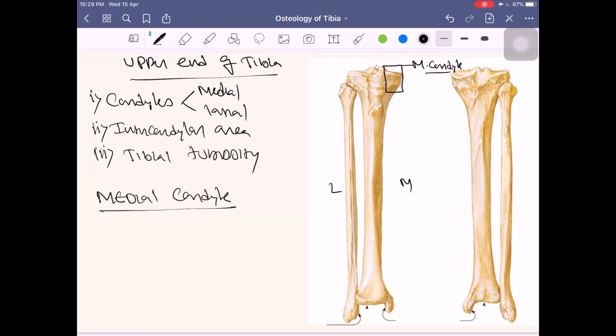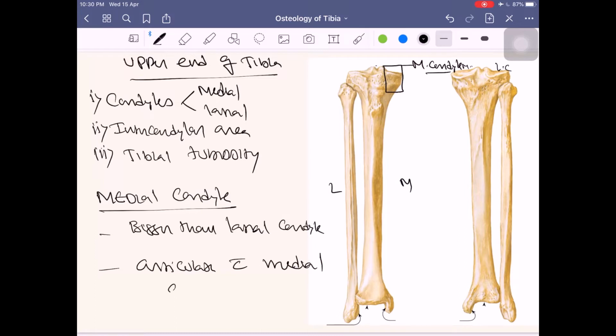So the medial condyle has got surfaces. If you compare the lateral condyle and the medial condyle, you can very clearly make out the lateral condyle is smaller. So the medial condyle is bigger than your lateral condyle. And the medial condyle of the tibia articulates with the medial femoral condyle, or medial condyle of the femur. So this is your articulation.